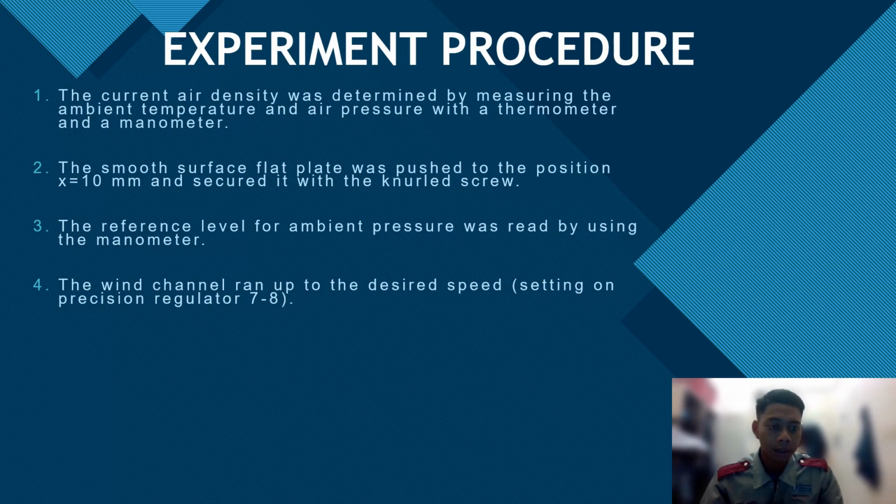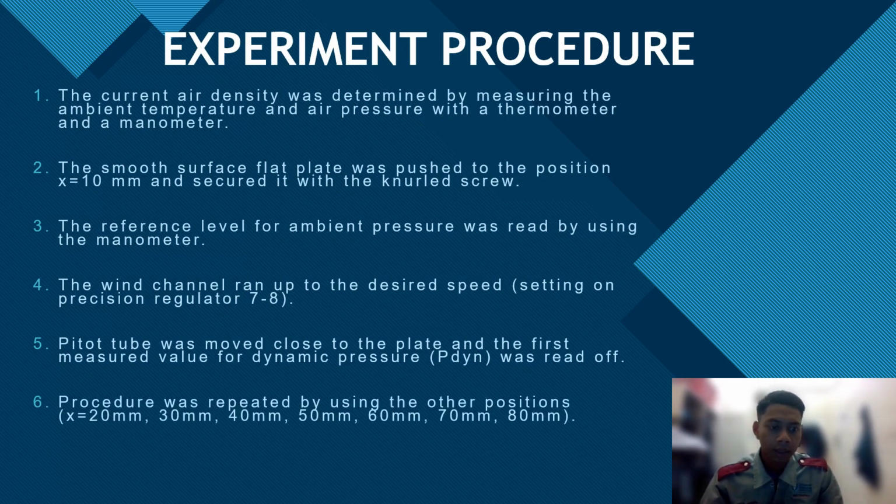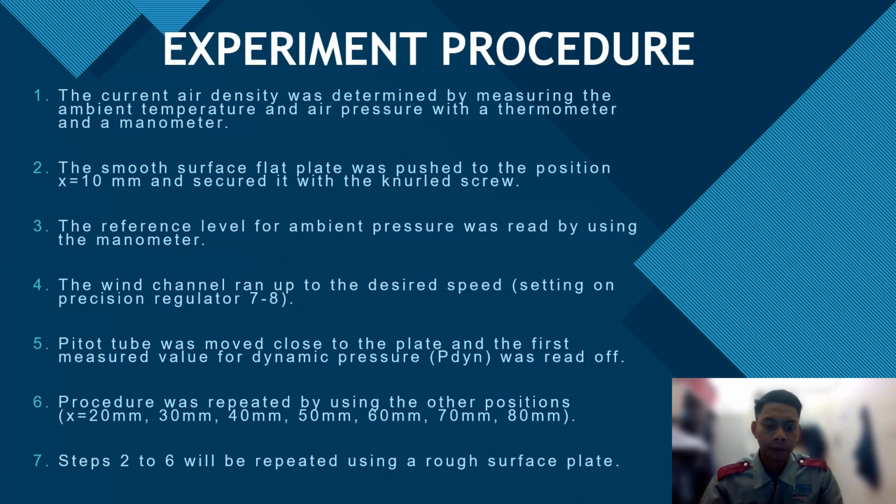For this part, we set the precision regulator at 7 to 8. Number 5, the pitot tube was moved close to the plate and the first measured value for dynamic pressure was read off. Next, the procedure was repeated using the other positions, S equal to 20 mm to 80 mm, as you can see in this procedure. And lastly, step 2 onwards will be repeated using a rough surface plate. So this is the experiment procedure for our experiment.